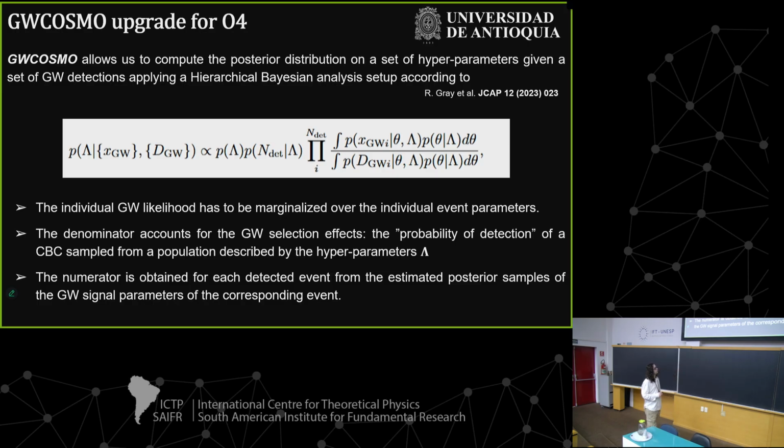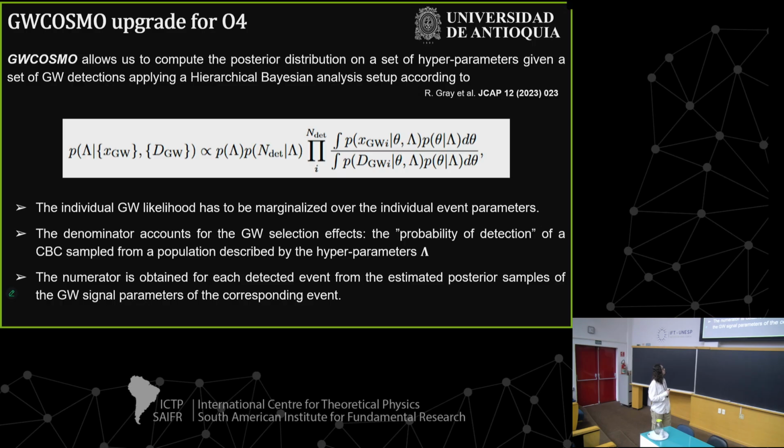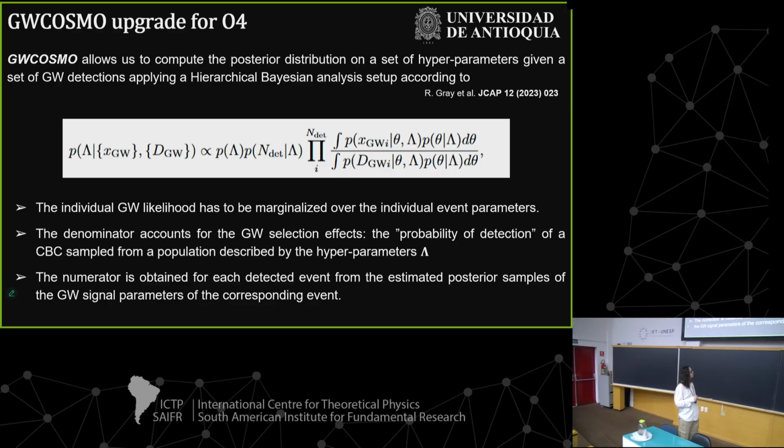And then once you have those posterior samples, you use them to compute the likelihood and the posterior of cosmological and CBC population parameters given those individual parameter samples. So here the numerator is showing how the posterior samples information enters into this analysis. These are the posteriors of the individual parameters given the gravitational wave data.